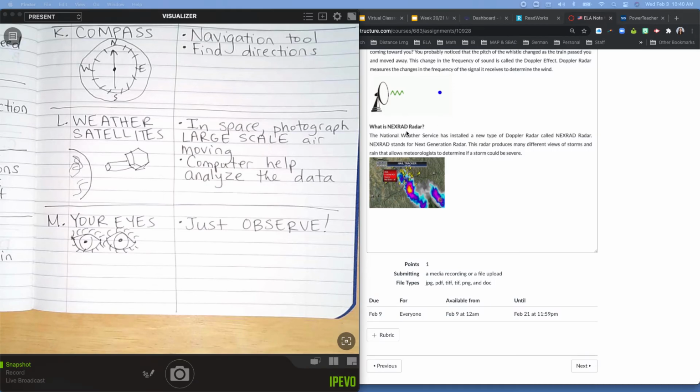And what is Nexrad Radar? The National Weather Service has installed a new type of Doppler radar called Nexrad Radar. Nexrad stands for Next Generation Radar. This radar produces many different views of storms and rain that allows meteorologists to determine if a storm could be severe.